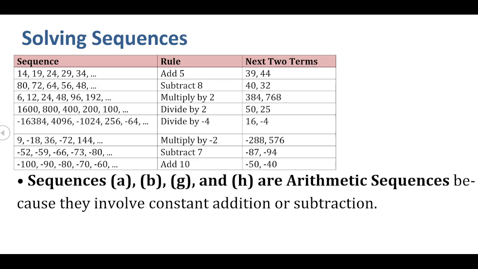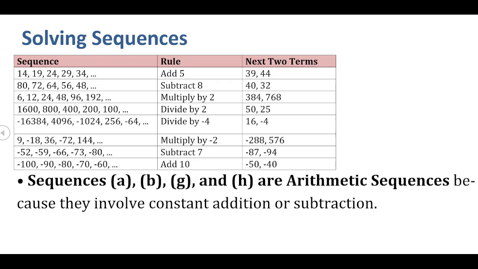The third one is 6, 12, 24, 48, 96, and 192. We can see the rule is multiply by 2, and our next two terms are 384 and 768.